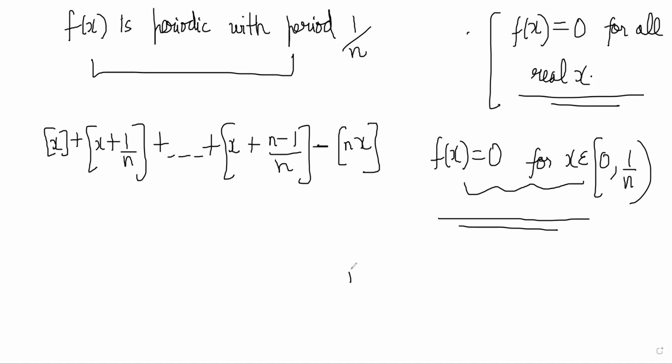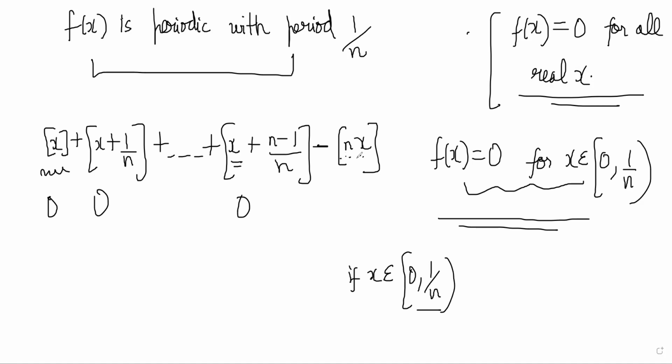If x is belonging to 0 to 1/n, where it is less than 1/n, all of these terms are less than 1. So this is 0, this is 0, this is 0. This is also less than 1 because it is (n-1)/n plus something less than 1/n. And n times 1/n, something less than 1/n is still less than 1. So all the terms are identically 0.